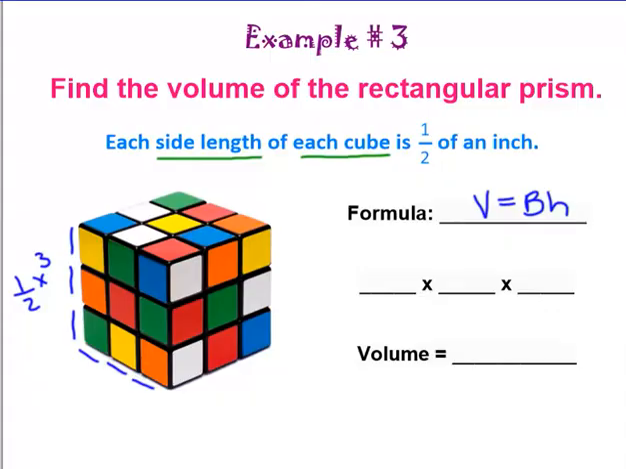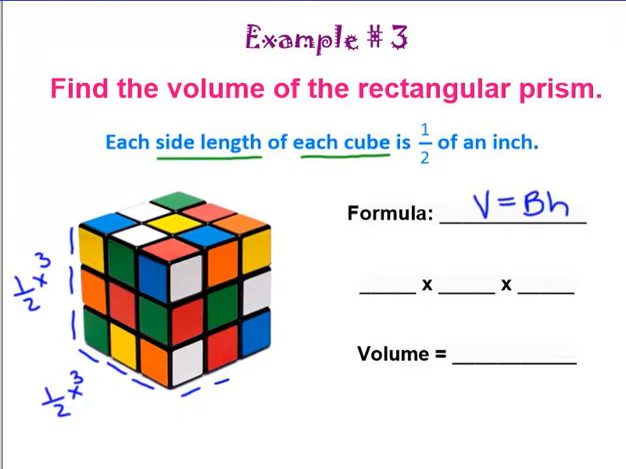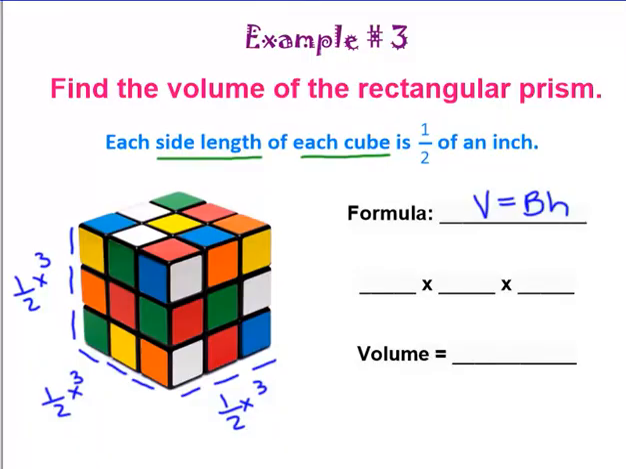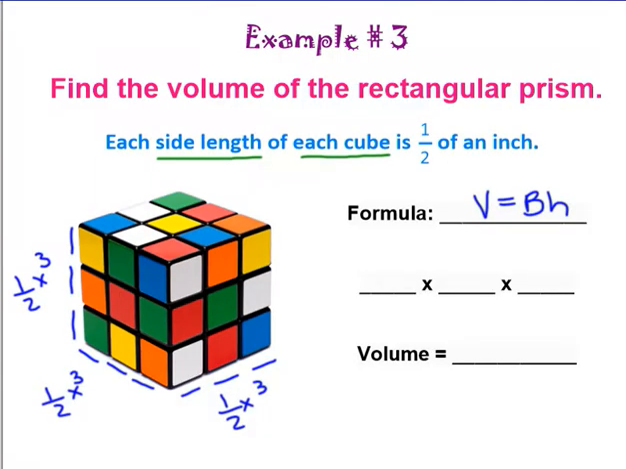Okay, then here I'm going to have 1/2, 1/2, and 1/2. And so again, that's going to be 1/2 times 3. And then here I'm going to have 1/2, 1/2, and 1/2. And so that's going to be 1/2 times 3. Okay, now because it's a cube, they are all squares, and so they're all the same, and so the height is going to match the base.